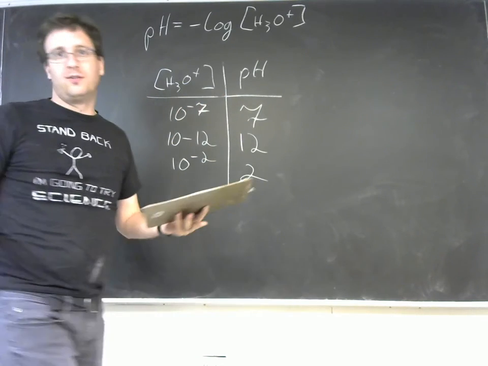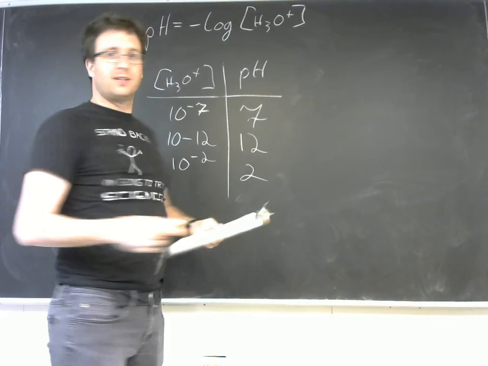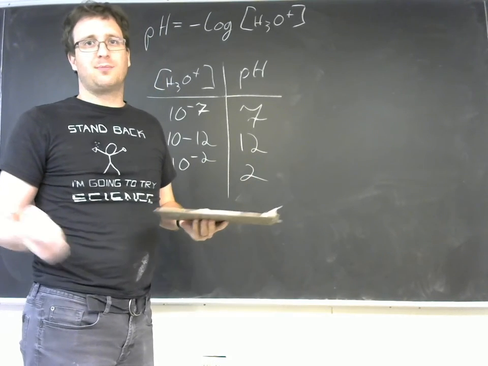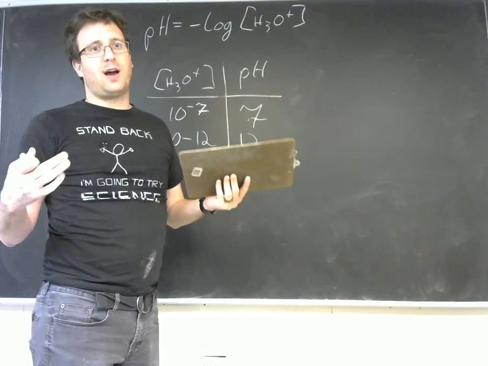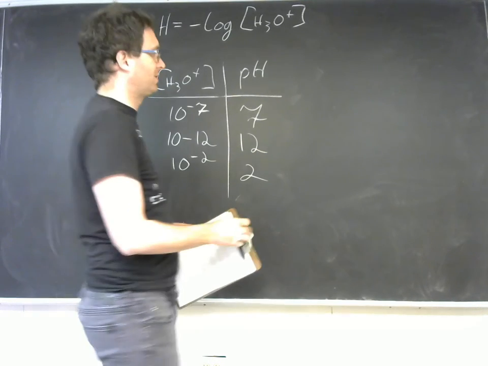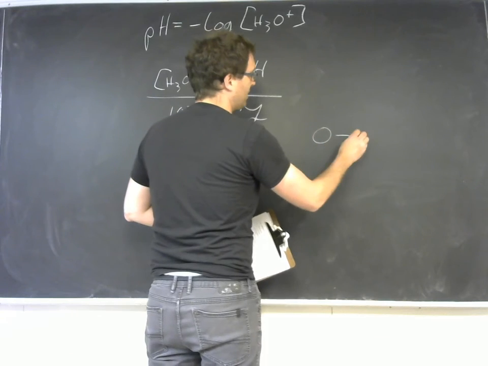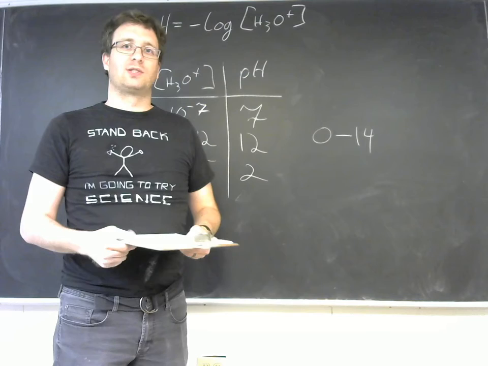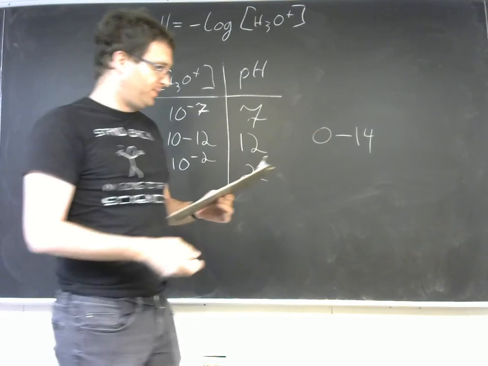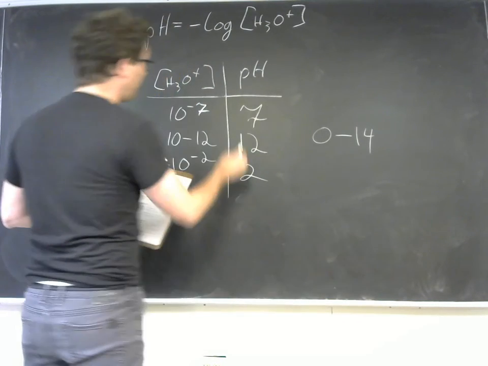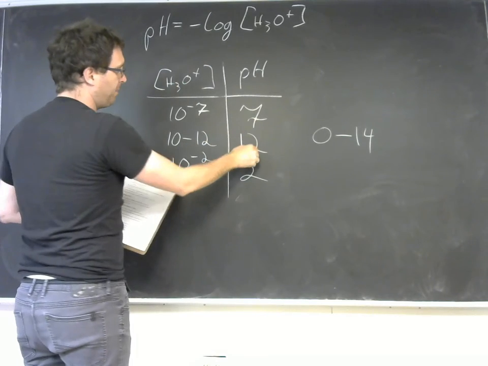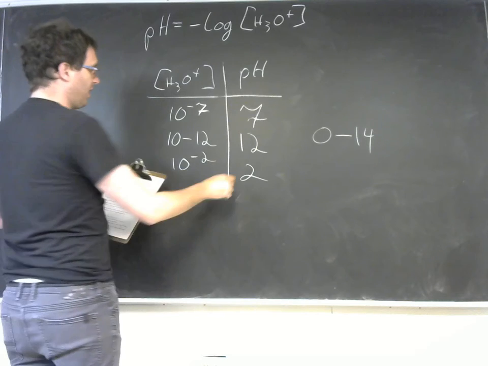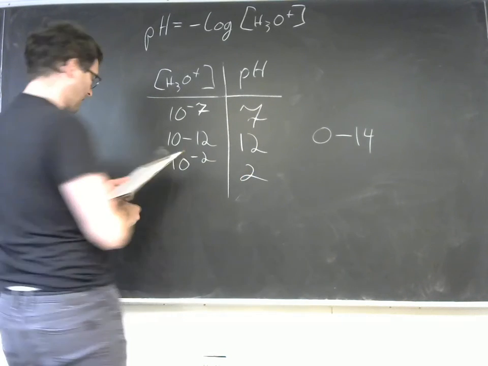pH of solutions can technically extend into the negative numbers and above the number 14, but those are only exceptionally highly concentrated acidic and basic solutions. Generally speaking, a range of 0 to 14 is going to cover almost every solution you encounter. So a pH of 7 is neutral, a pH greater than 7 is basic, and a pH of less than 7 is acidic.